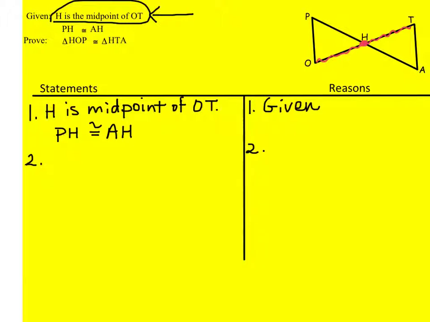However, it does say in the given that PH is congruent to AH, so I'm going to mark that, which does mean that H would have to be the midpoint, but we can never assume that just because it's the midpoint of one segment, it's automatically the midpoint of the other. I have to read what my given says. This only says that H is the midpoint of OT. My given is marked, and now I need to do the words to symbols bit.